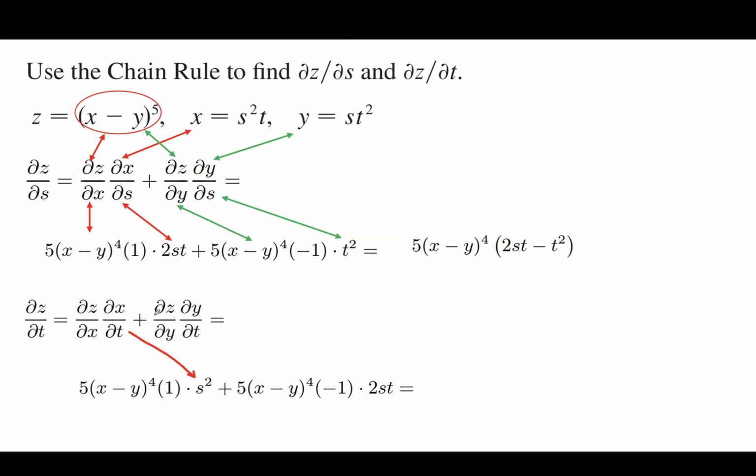Then the second addend, the partial derivative of z with respect to y, which is exactly the same as what you had before, applying the chain rule, times the partial derivative of y with respect to t, which becomes the derivative of st squared with respect to t, or 2st. So this is the second portion that you need to focus on. And then you can simplify this further by factoring out 5 times (x minus y) to the power 4 times (s squared minus 2st).